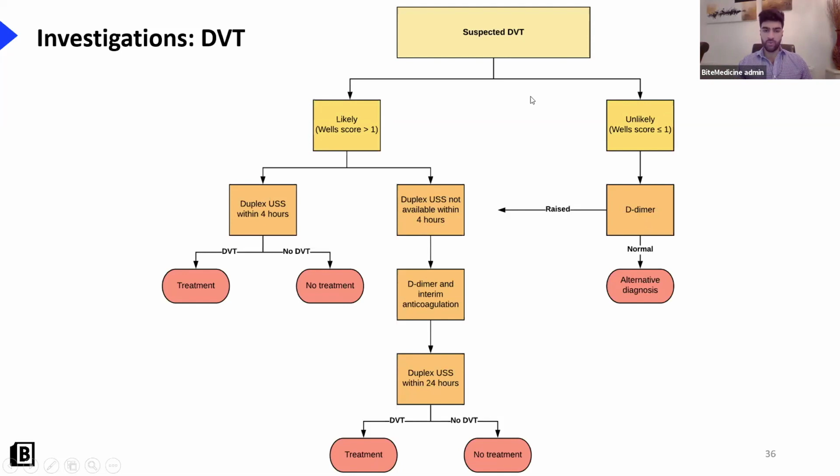So it's fairly straightforward. The point is, if you suspect a DVT, measure the Wells score. Based on that, you're either going to do an ultrasound or you're going to measure the D-dimer. That's the bottom line.